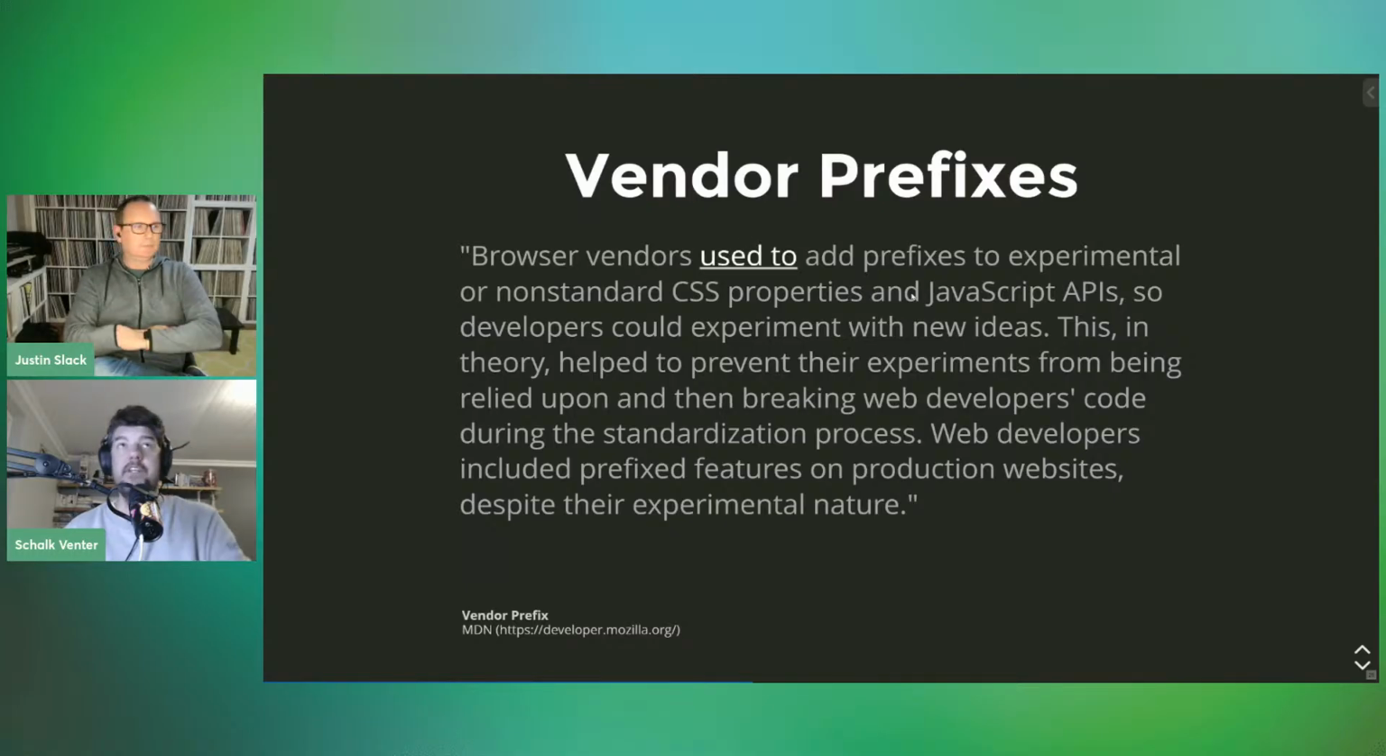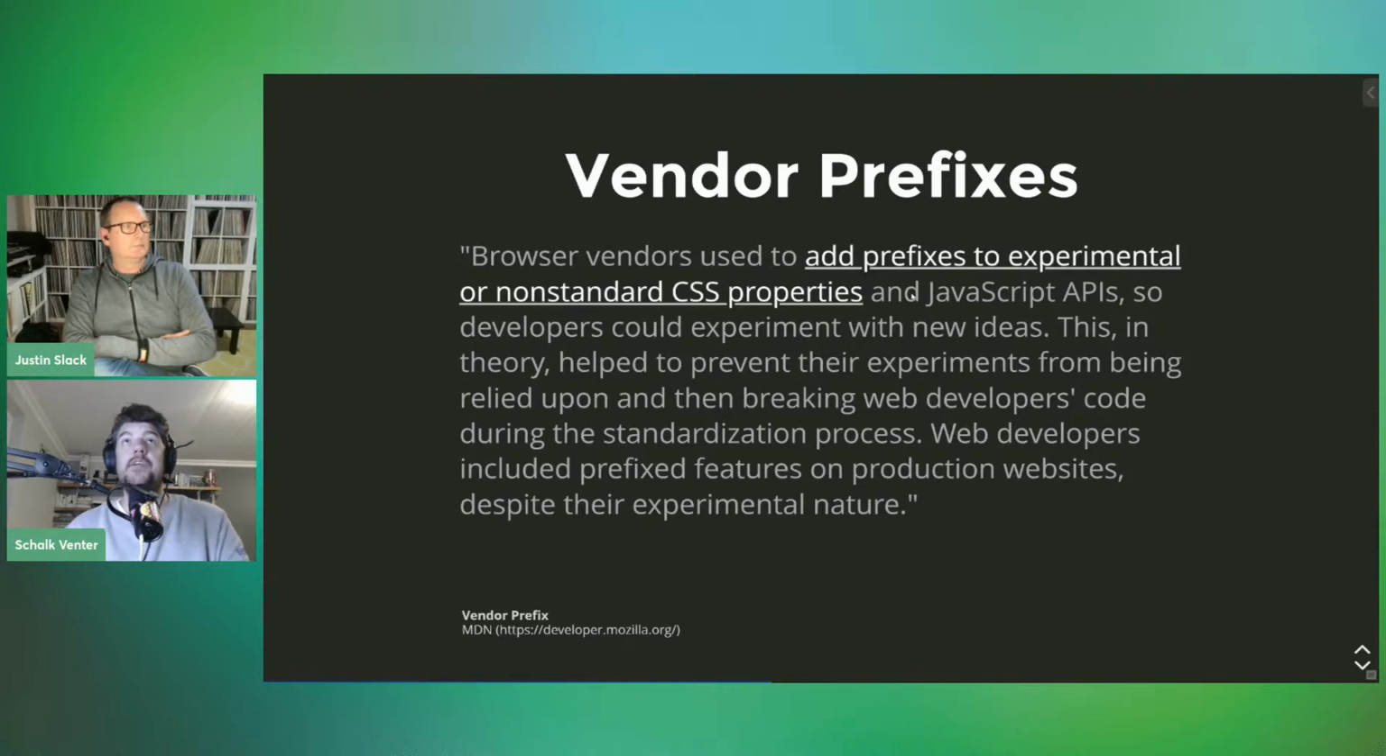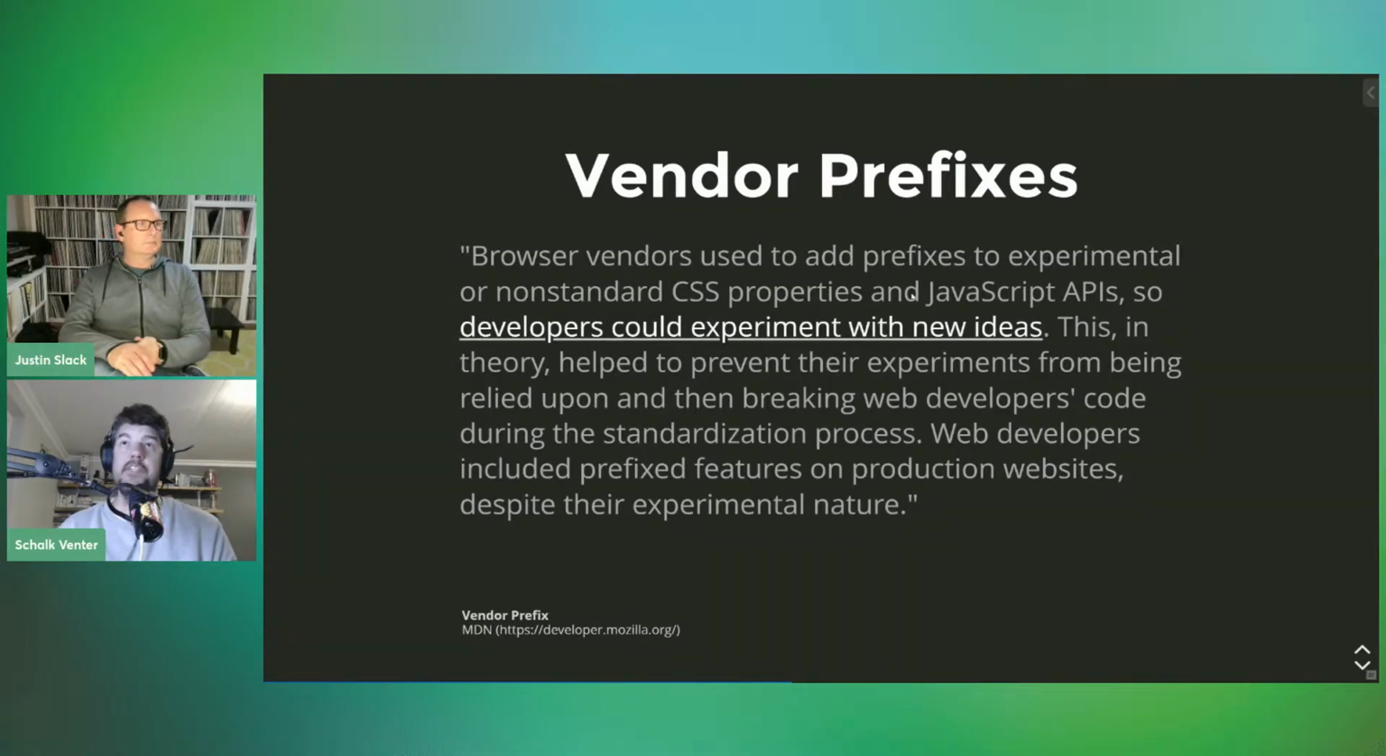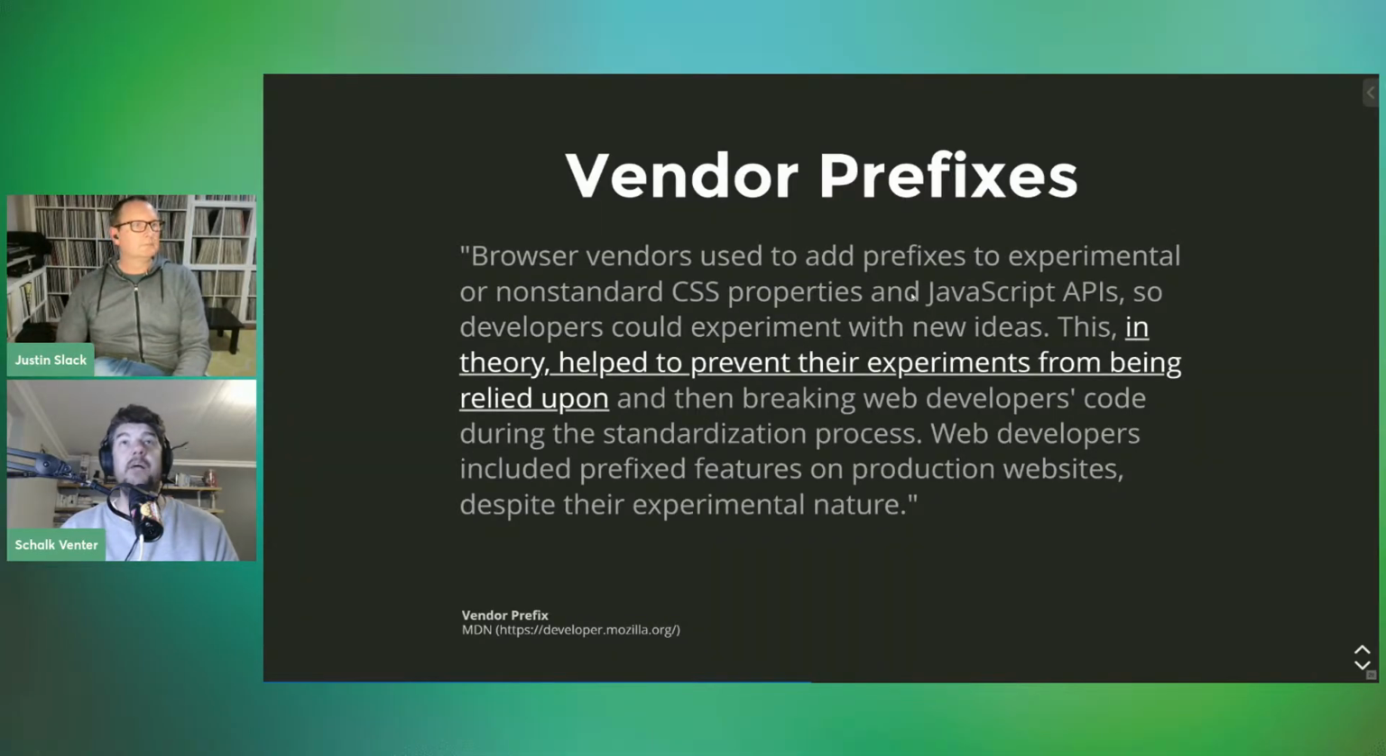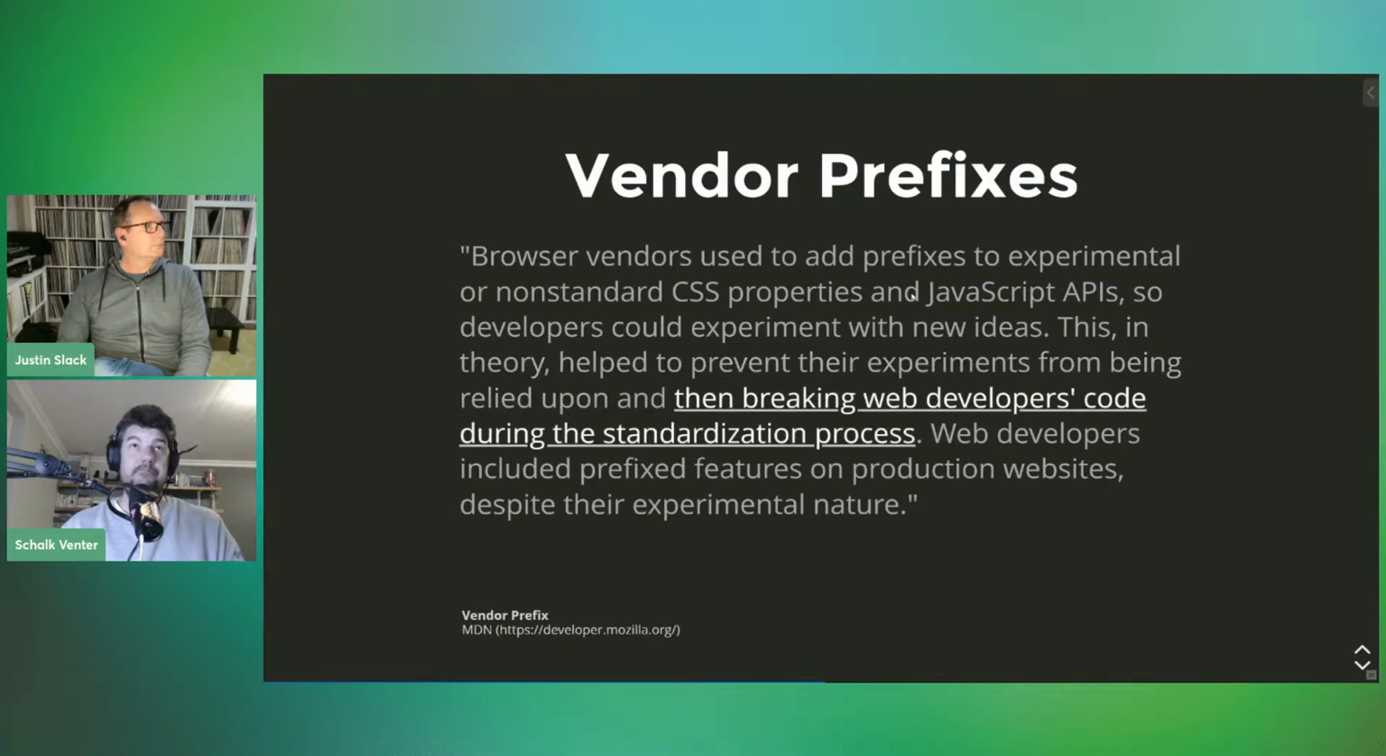So in short, browser vendors used to, and I think the key here is used to, because we realized it was a very bad idea, add prefixes to experimental or non-standard CSS properties, and developers could experiment with these ideas. In theory, this helped to prevent these experiments from being relied upon in actual production-facing things. But effectively, because it's experimental, it can be removed at any point, or it's not standardized and so forth.